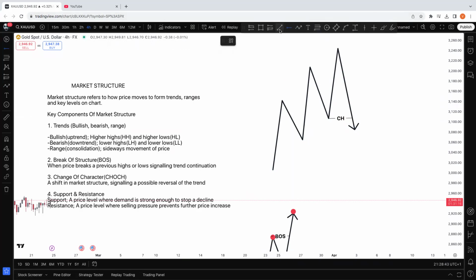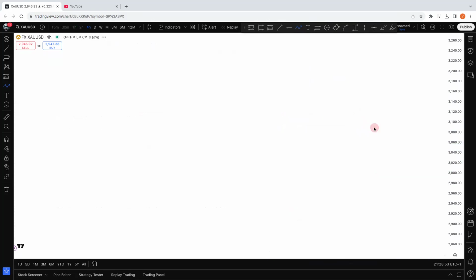So what do we expect? We expect price to start moving this way, and then just keep going down to create lots of BOS to the downside since we have a new trend. So that's a break of structure.